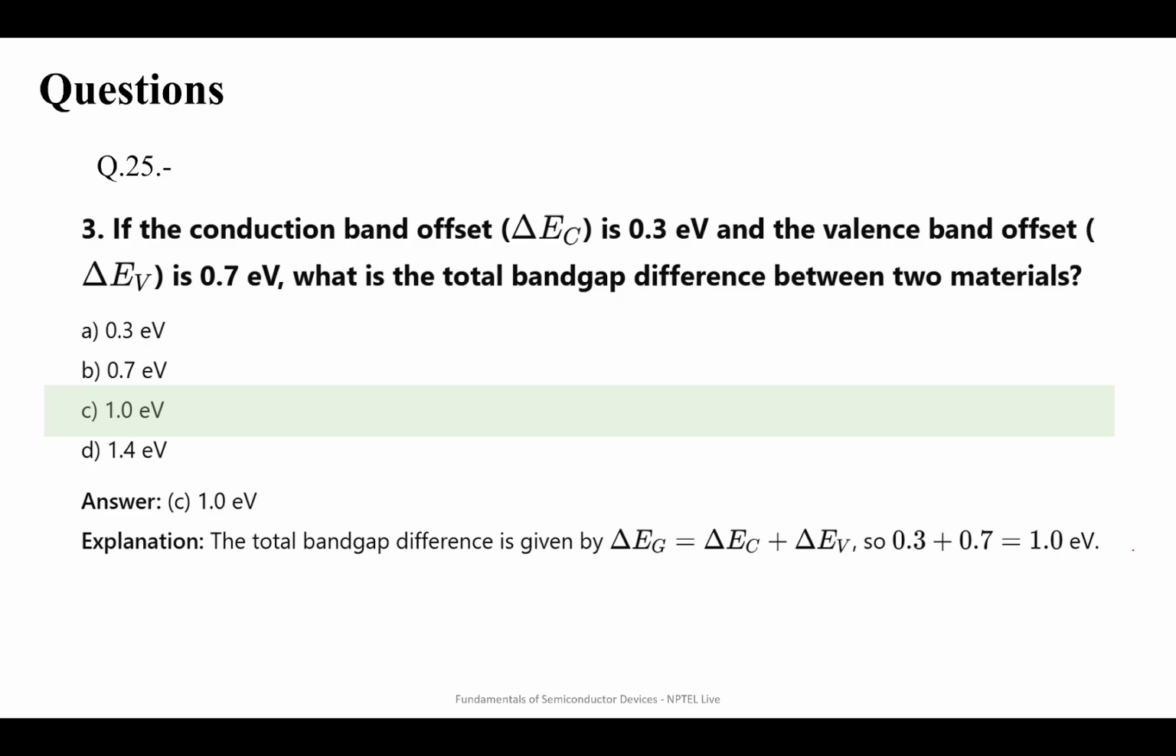Yes, the other answer can be 0.4 also, because your delta EG can be delta EC minus delta EV also. It depends on the band alignment. In case of type 1, the band gap difference would be 1 electron volt. But in case of type 2 or type 3, the answer would be 0.4 electron volts.